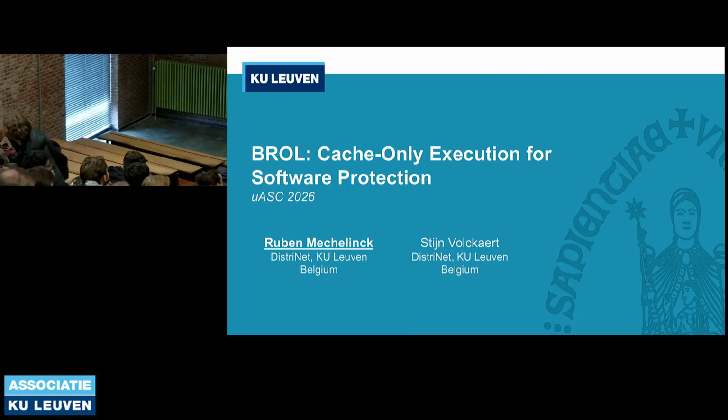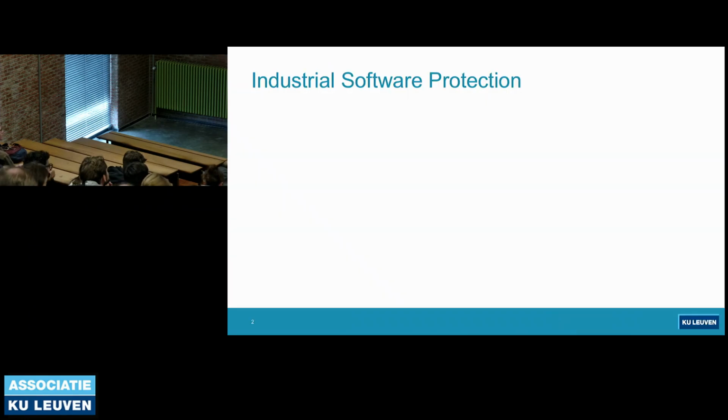Software protection is the field where we try to protect software against things like piracy, reverse engineering, and unauthorized deployments. So this goal is a little bit different than most other security-related talks here today. In particular, it's about protecting industrial software.